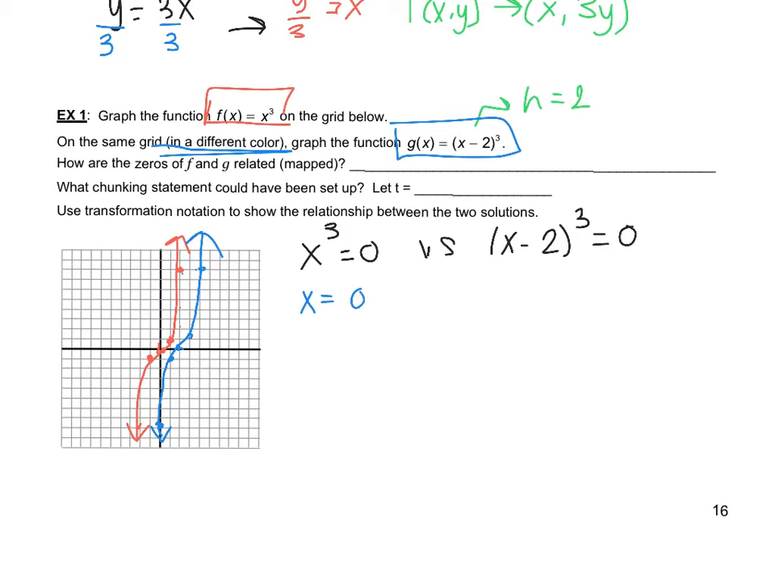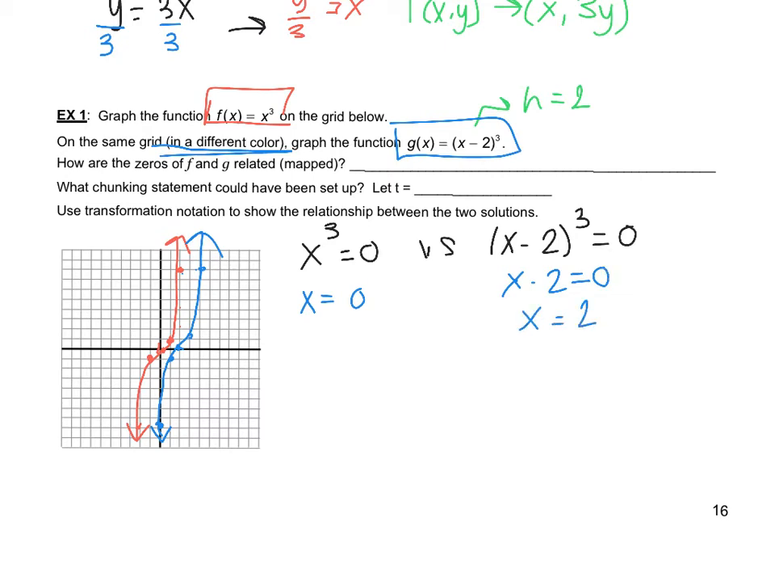Thinking about this one, when does this one equal 0? Well, visually we see that it crosses the x-axis. y equals 0 right here when x equals 2. Algebraically, I could take the cube root of both sides. The cube root of 0 is 0.